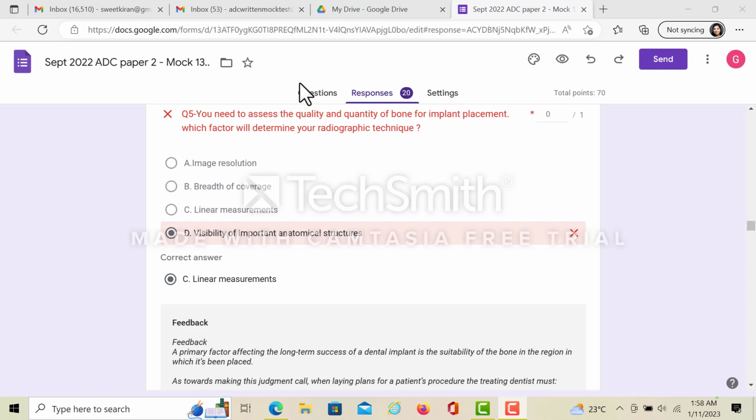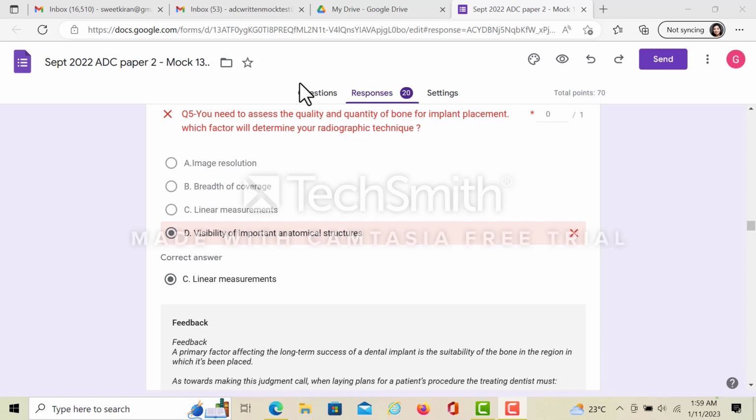So that is what this question means. How am I going to check the quality and the quantity of the bone? Now, sometimes radiographs and OPG will show you the mesiodistal loss of the bone. It will never show you the facial and the lingual bone quality. But a CBCT will immediately show you exactly where you can place the implant, buccally or palatally.